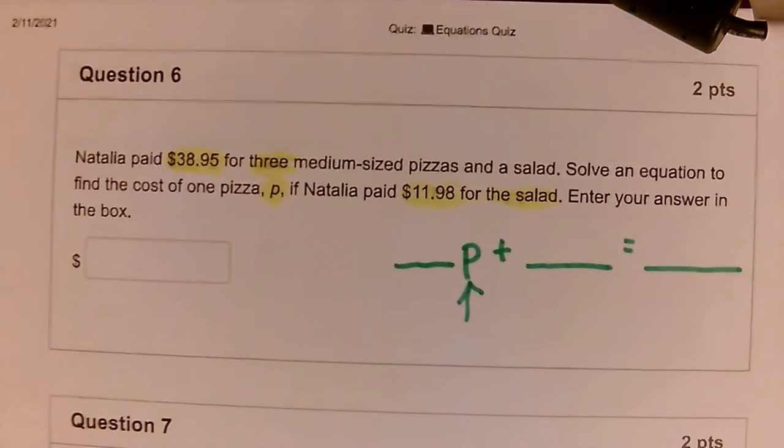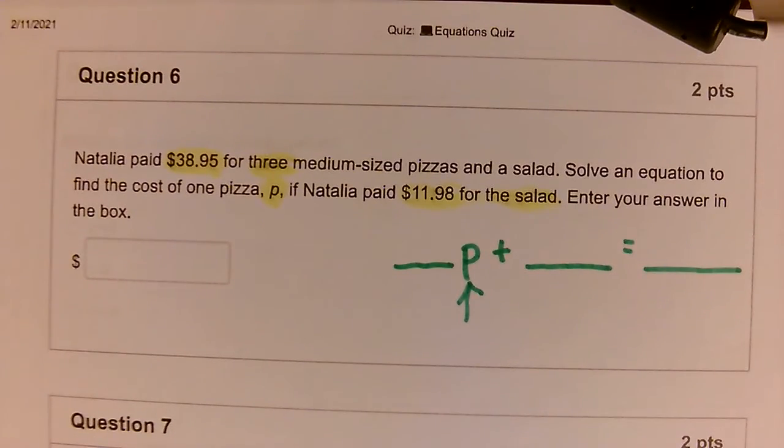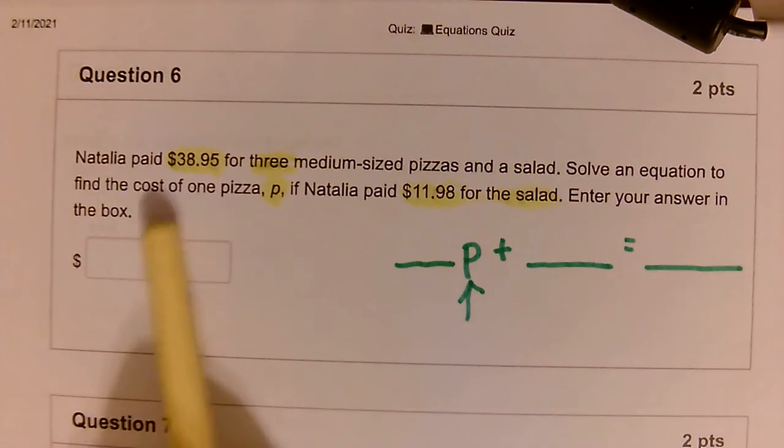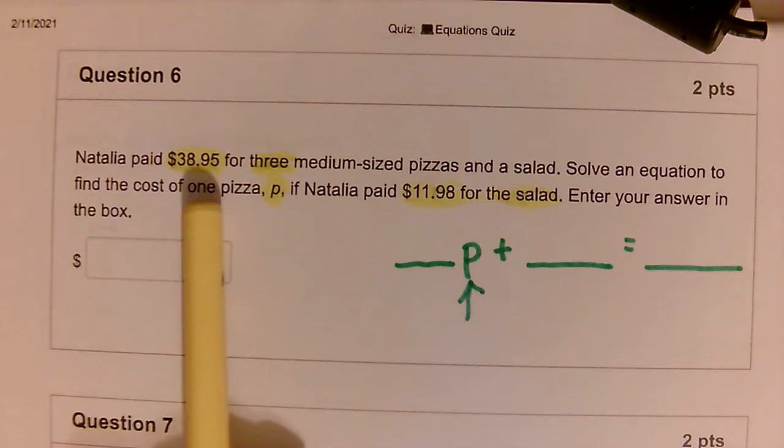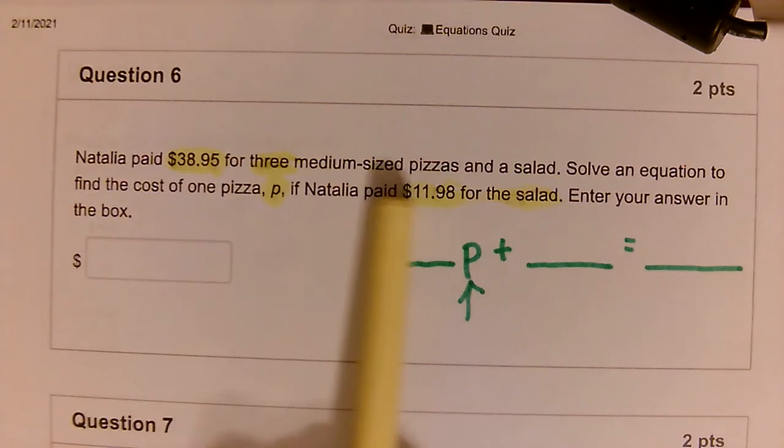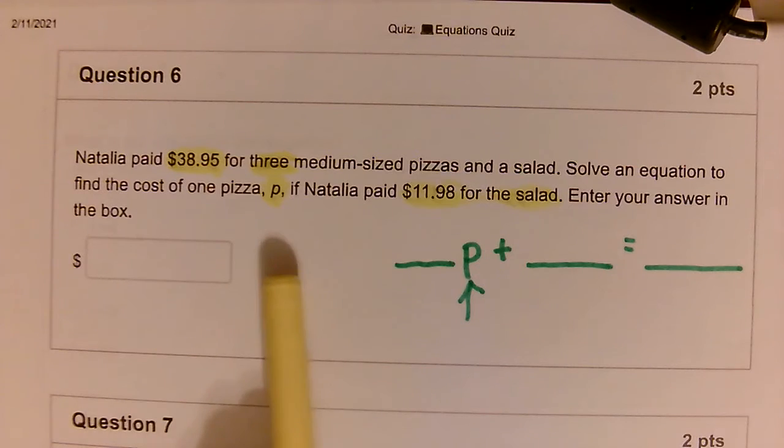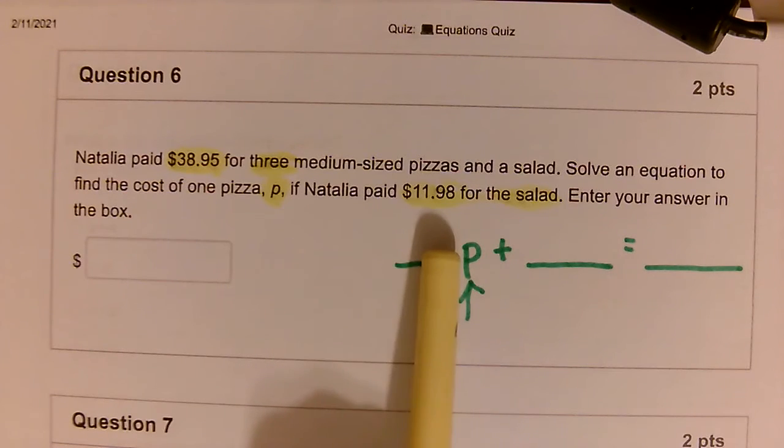All right, some little tips here. We've highlighted important information and given you a guide to solve. Natalia paid $38.95, that's her total, for 3 medium-sized pizzas and a salad. Solve an equation to find the cost of 1 pizza P if Natalia paid $11.98 for the salad. Enter your answer in the box.